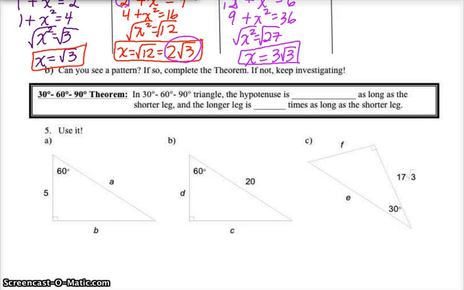So let's fill in the theorem. The 30, 60, 90 degree theorem. In a 30, 60, 90 degree triangle, the hypotenuse is twice as long as the shorter leg, and the longer leg is root 3 times as long as the shorter leg.